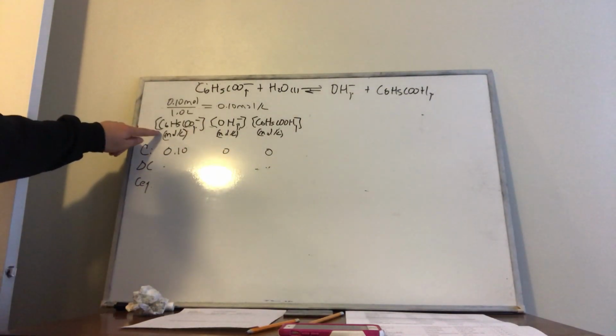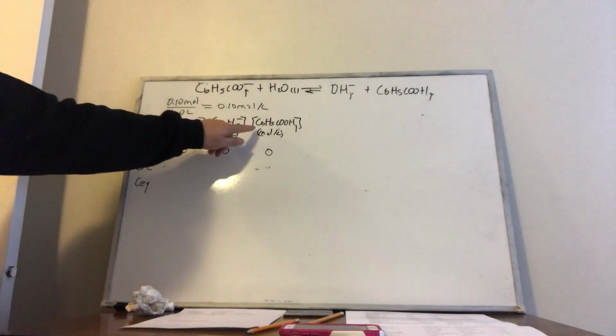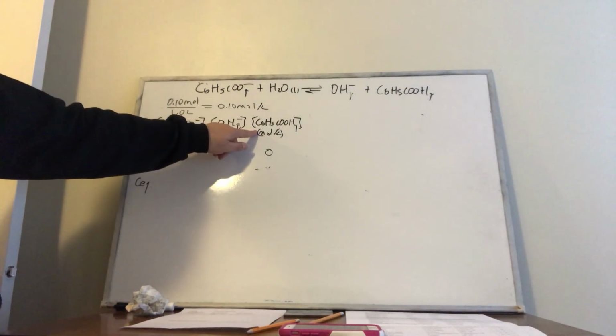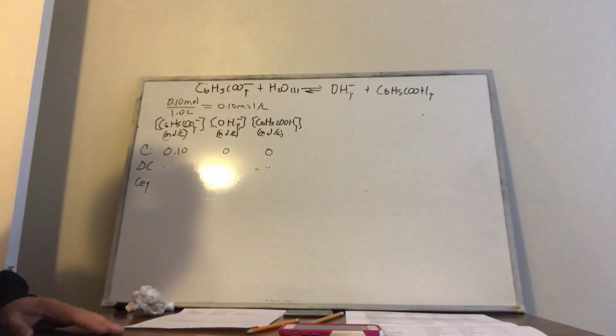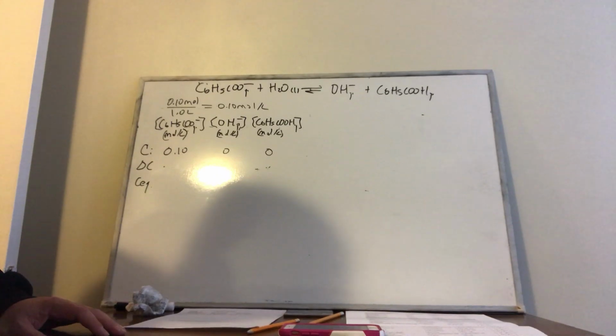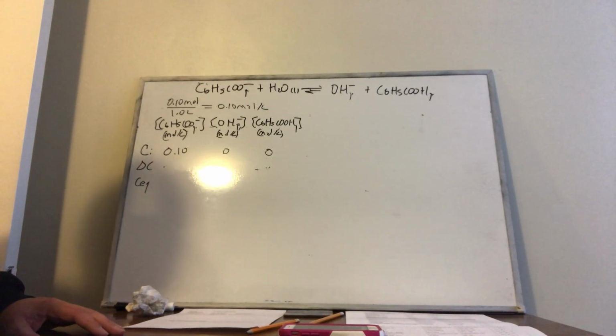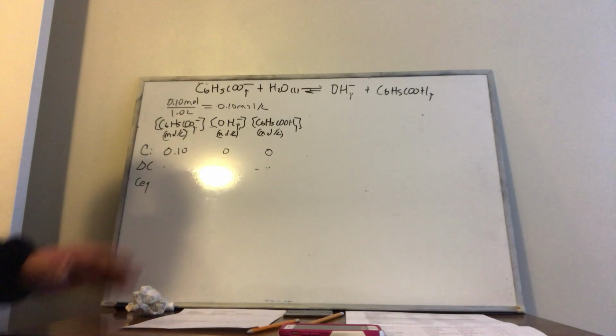I set up my ice table. Here is my benzoate ion, hydroxide, and the benzoic acid. So if you need a moment to do that, please do. All right, so moving on.